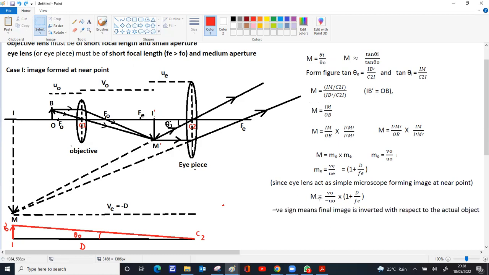From this it is clear that for increasing the magnifying power, you need FE to be smaller. Even the UO is very close to FO. So if FO is shorter, UO also can be shorter. So decreasing the focal length of the objective also can help in increasing the magnifying power. So by selecting short focal length objective and eyepiece, the compound microscope can have higher magnifying power. Now the distance between the centers of the two lenses, that is VO plus UE.